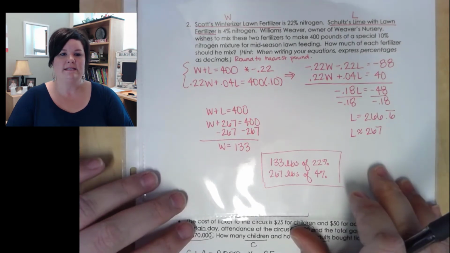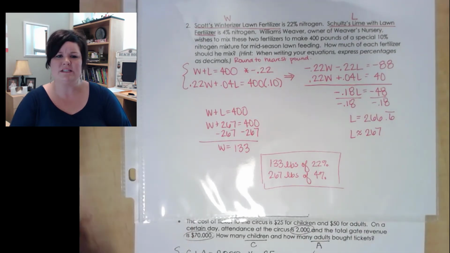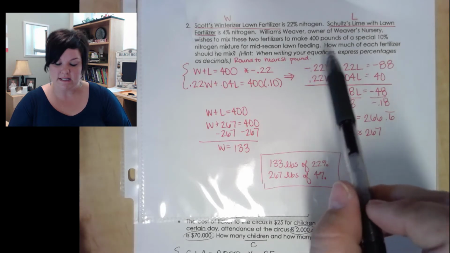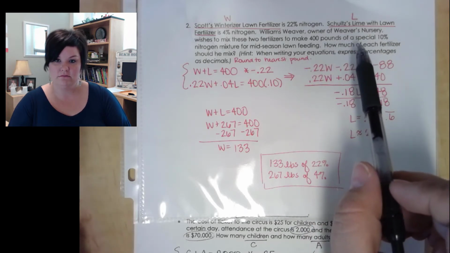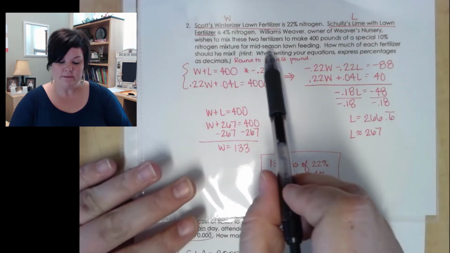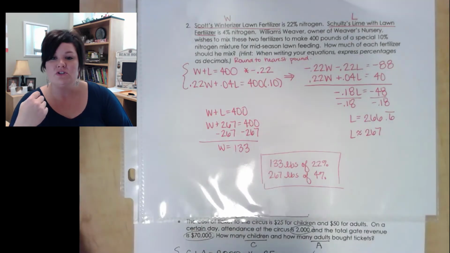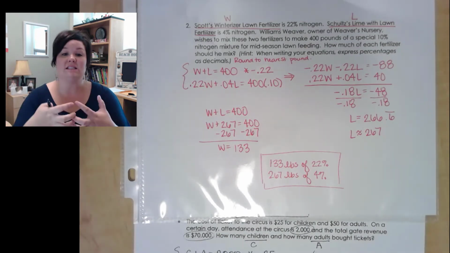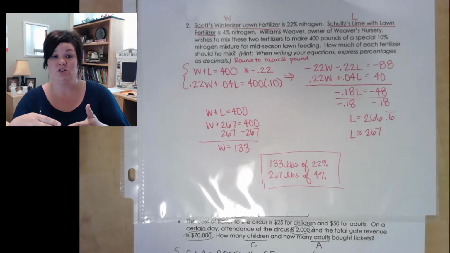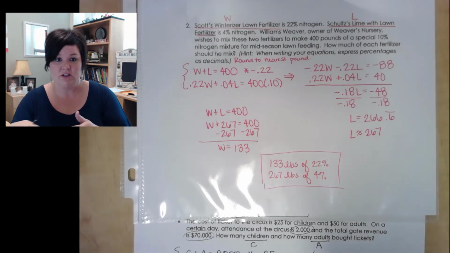It says Scott's winterizer lawn fertilizer, that's a mouthful, is 22% nitrogen. Schultz's lime with lawn fertilizer is 4% nitrogen. William Weaver, owner of Weaver's Nursery, wishes to mix the two fertilizers to make 400 pounds of a special 10% nitrogen mixture for mid-season lawn feeding. How much of each fertilizer should he mix?